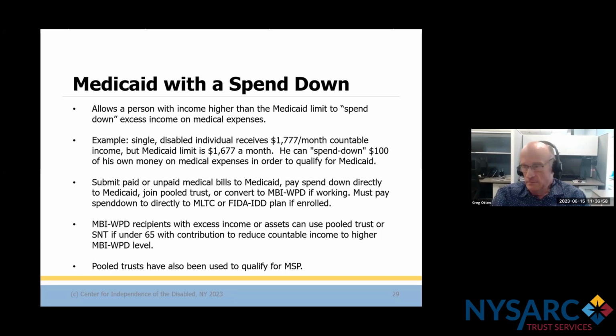Spend down, I'm assuming most of you probably know all about that because that's one of the reasons NYSARC is around to help us. But basically, if income is higher than Medicaid limits, then the difference can be spent down. So I give an example of $100 over the limit, $100 spend down. Ways to meet that are paid and unpaid bills, convert to Medicaid buy-in, which is what we're talking about.